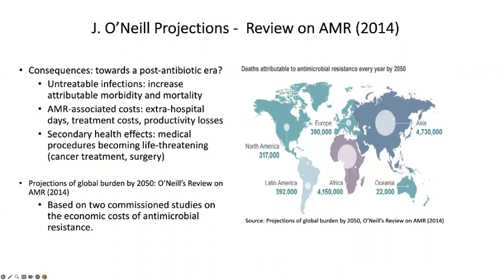And similarly, there have been some projections done by this guy, O'Neill. And again, I'm not going to go through it. You can have these slides, but it's really to show that according to the graphic on the right-hand side, the biggest burden of AMR is predicted to be in Asia. So in the countries where we are living and where many of us are from.